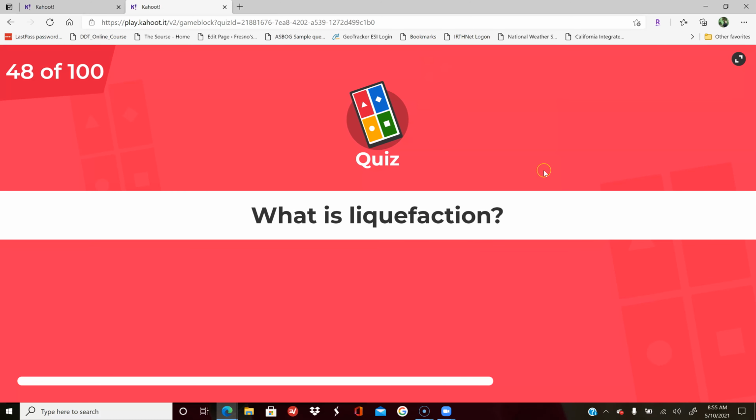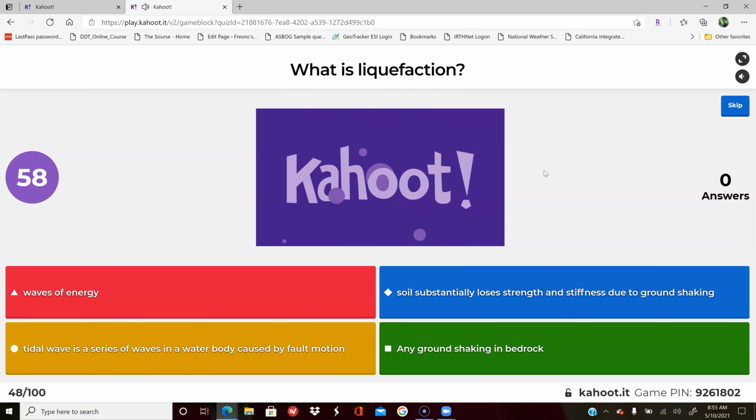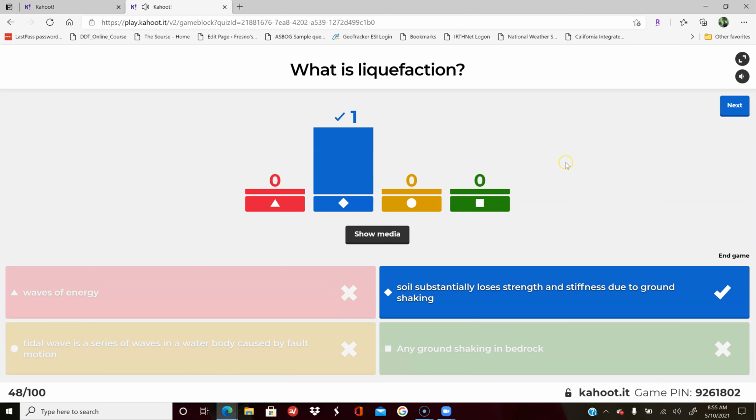What is liquefaction? The waves of energy. Soil substantially loses strength and stiffness due to ground shaking. A tidal wave is a series of waves in a water body caused by fault motion. Any ground shaking in bedrock. So this is when soil loses its strength and stiffness due to ground shaking and it becomes basically like quicksand.